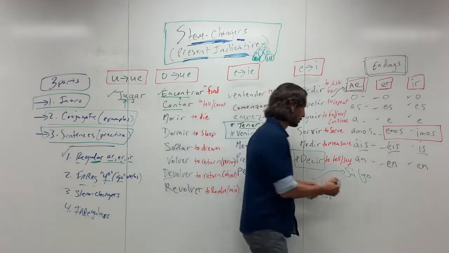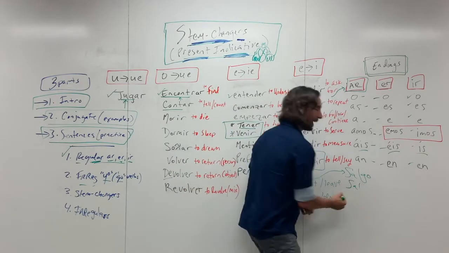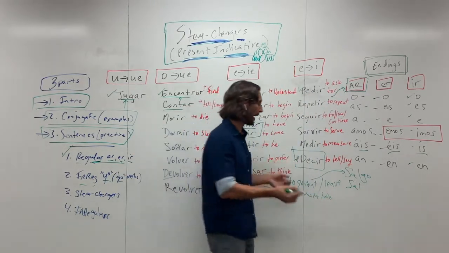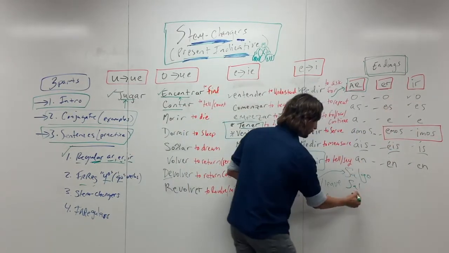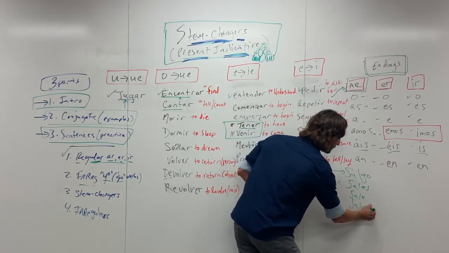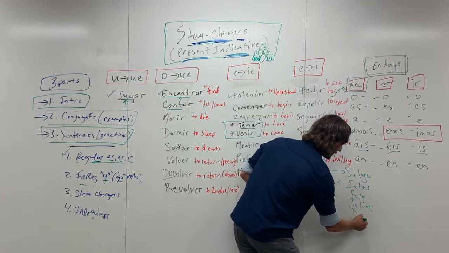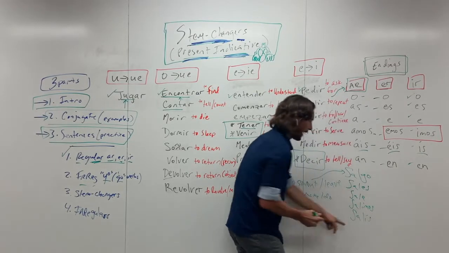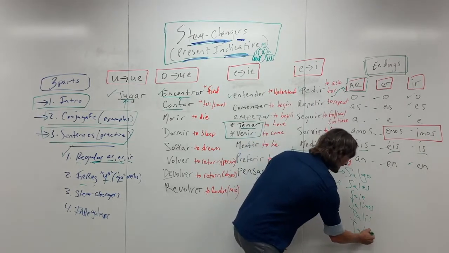We would drop the IR and have sal, because that's the stem. Then we would add our IR ending. So it'd be sales, sale, salimos, and then salís, with that accent there. And then salen, right?